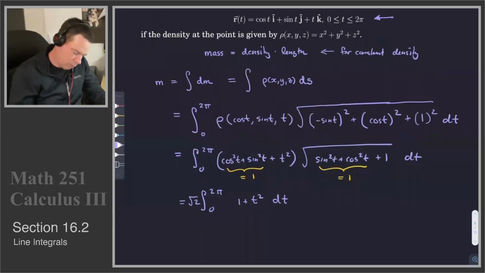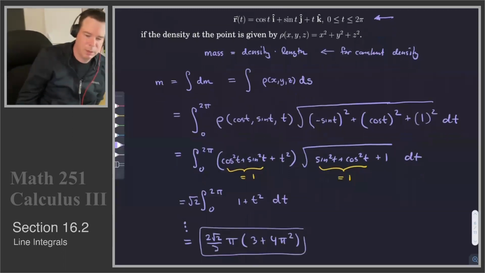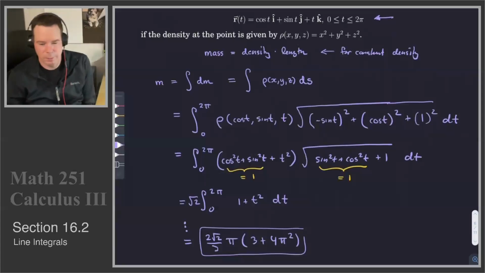And so we can go ahead and work it out, but I'll just spare the details because we're more interested in just setting these things up. So this becomes 2 root 2 over 3 pi times 3 plus 4 pi squared. And it's just integrating a parabola at this point from 0 to 2 pi.